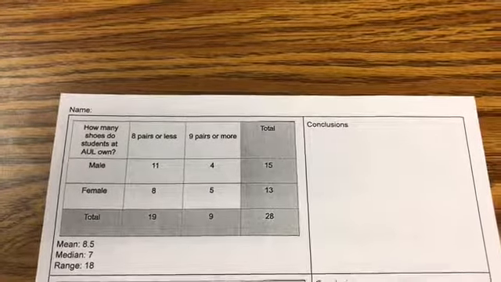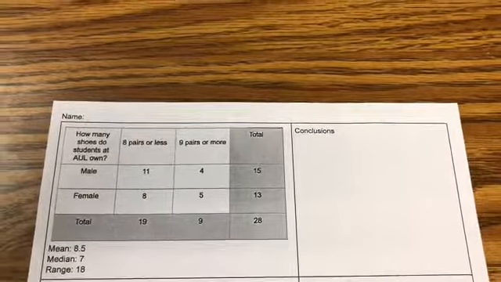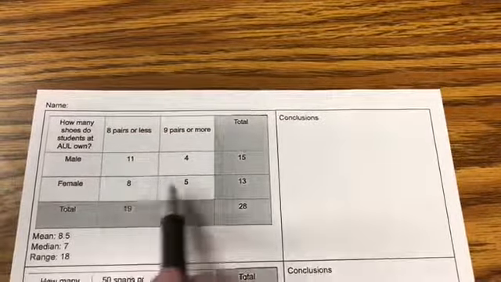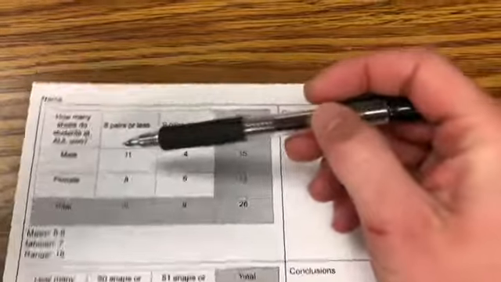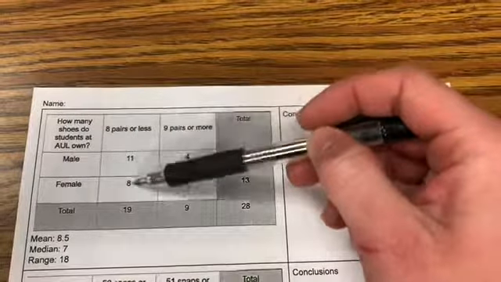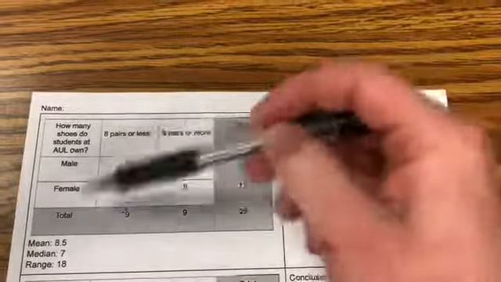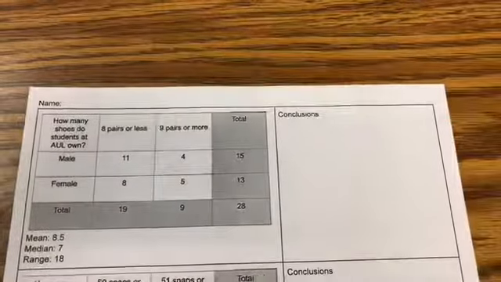Making percent conclusions from a two-way table, a two-way frequency table, where we're counting how many males we have total, 15, how many females total, 13, how many total students have 8 pairs of shoes or less, 19, how many have 9 pairs or more, 20. So we're counting how many in each category.